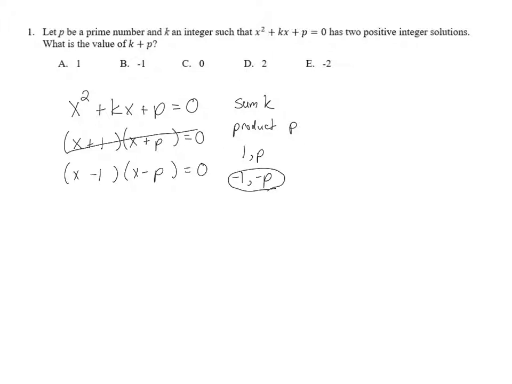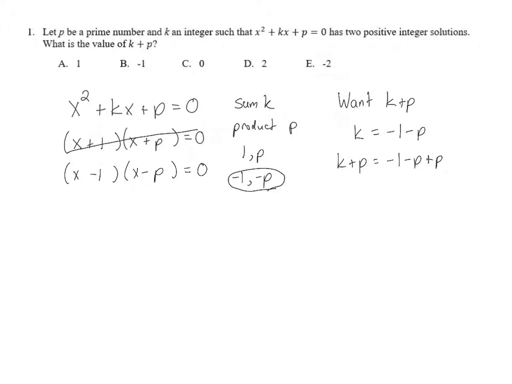Now let's remind ourselves what we want. The problem asks us to find k plus p, but we know that k was the sum of the two numbers in our factorization. So we know that k is equal to -1 minus p. If we want to figure out what k plus p is, we add p to both sides. That gives us k plus p equals -1 minus p plus p.